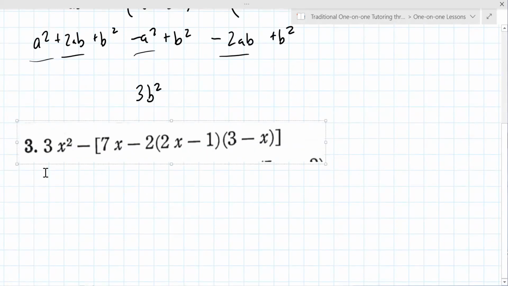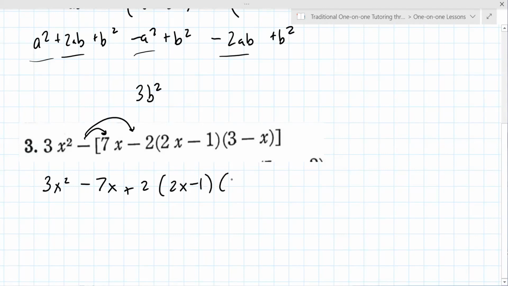Yeah. So this is one of those where you don't know where to start. So you don't start here. You think, oh well, maybe I start there. Kind of can. So here's what some students would do: they would distribute this negative to both of these, which is fine. And let's do that. So it's 3x squared minus 7x. So we're distributing that, and then distributing that, plus 2 times (2x minus 1) times (3 minus x). Oh, all right. Okay. Now this is the next thing to evaluate because you want to multiply. So you're going to FOIL this, and then you can either choose to multiply by 2 each step or do it at the end. So we'll do it at the end.